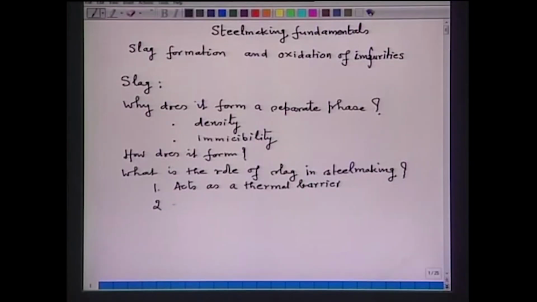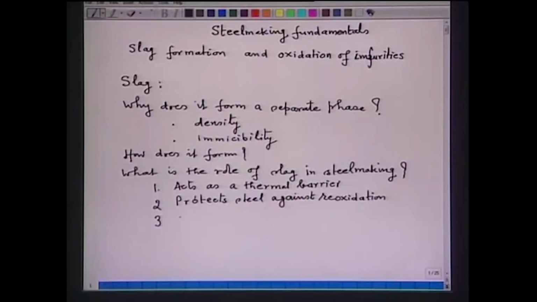Second, it protects steel against reoxidation. Now, imagine molten steel is uncovered and put in the atmosphere, then the iron oxidizes. Slag also protects steel against reoxidation.